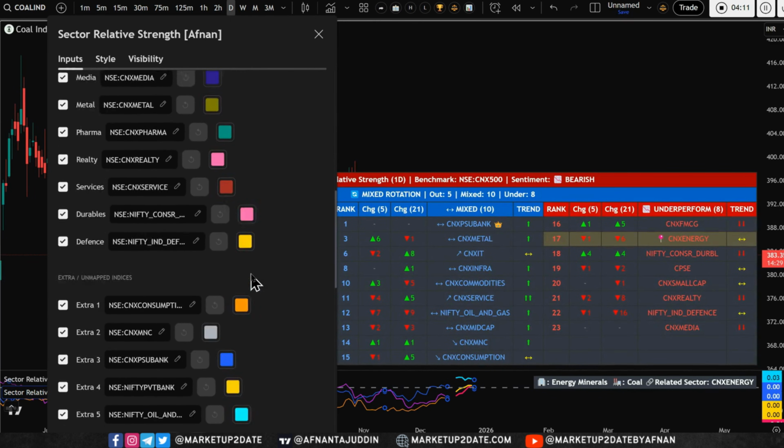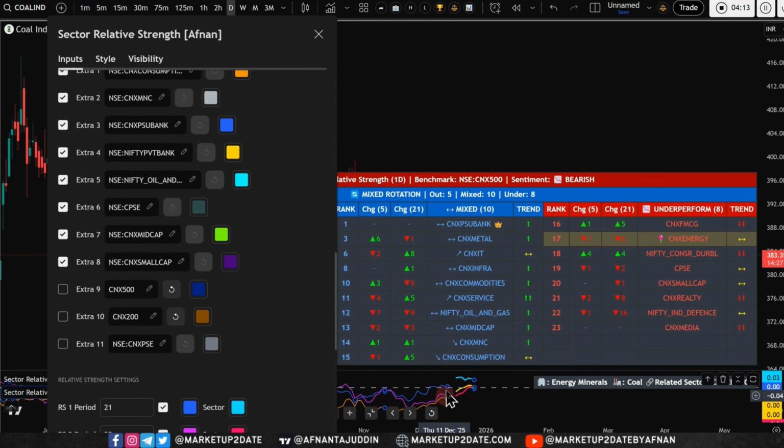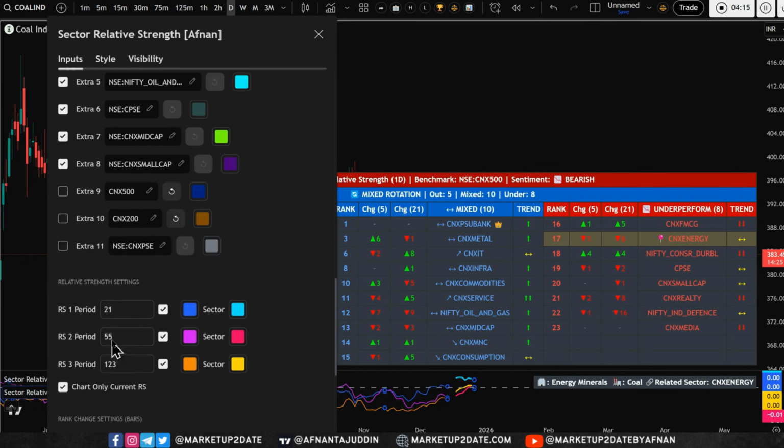You will see three lines on the chart. These are relative strength RS lines, which help identify outperformance. When all RS lines are above zero, it indicates the stock is outperforming. The lines on the left represent stock versus benchmark index. The line on the right shows stock versus potential sector performance.